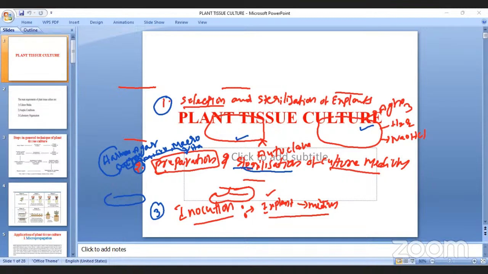The chamber is called laminar airflow. This laminar airflow creates an aseptic condition. It produces UV light, so due to this UV light, if any microbes are present, the microbes would be killed. Right?